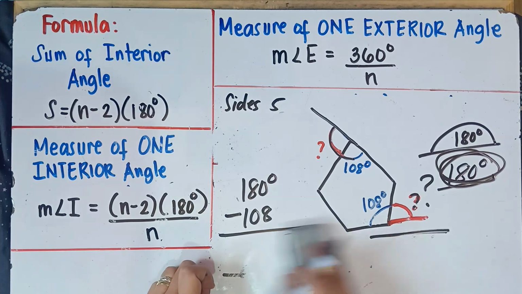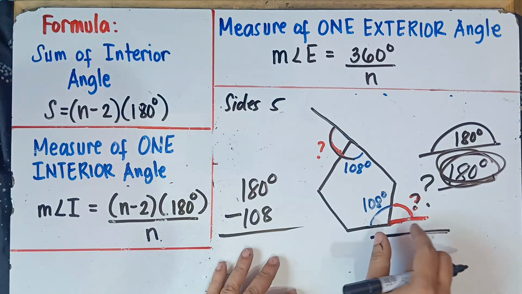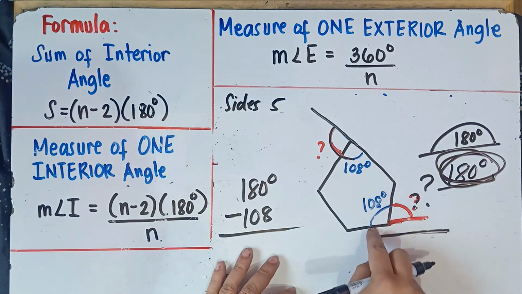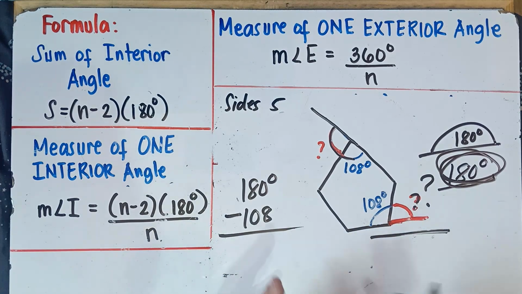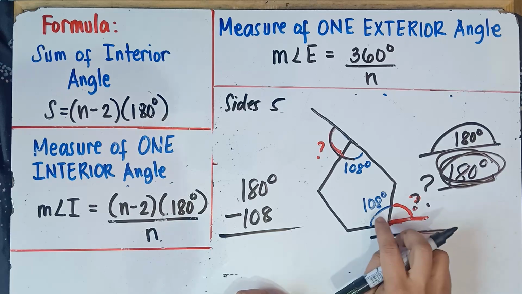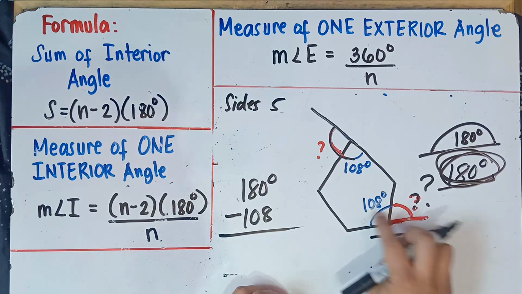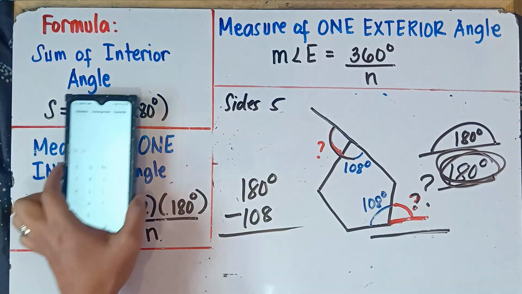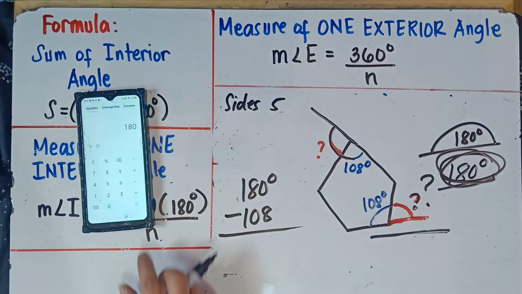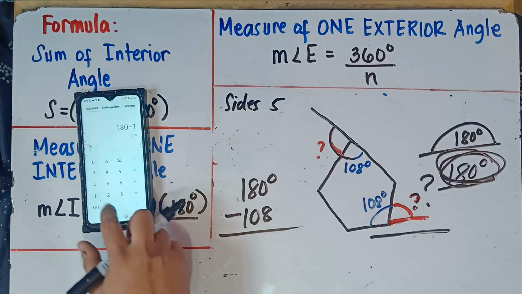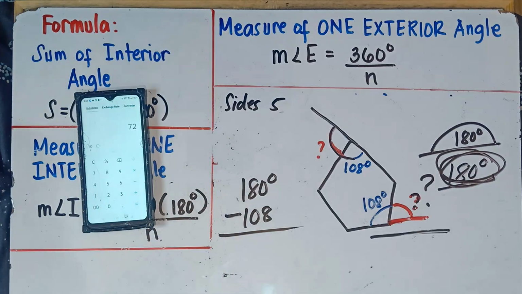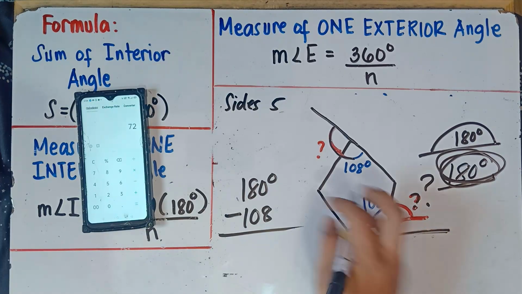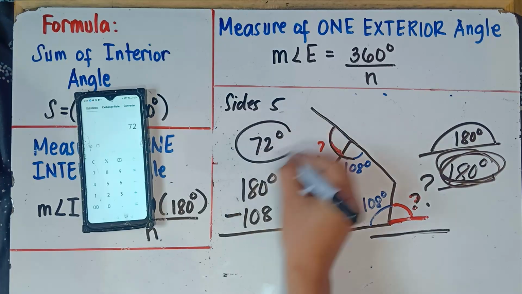So therefore, class, the relationship there, the sum of the exterior angle and interior angle should always be equal to 180 degrees. If this is 108 plus this angle, it should be equal to 180 degrees. So therefore, we subtract: 180 minus 108, that's the answer, class, for the exterior angle. The measure of one exterior angle would be 72 degrees.